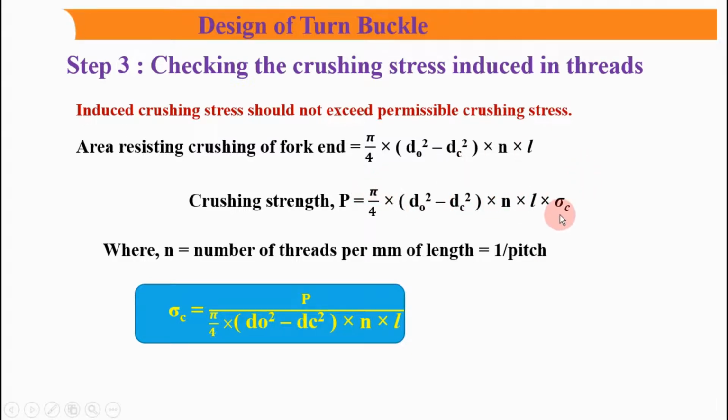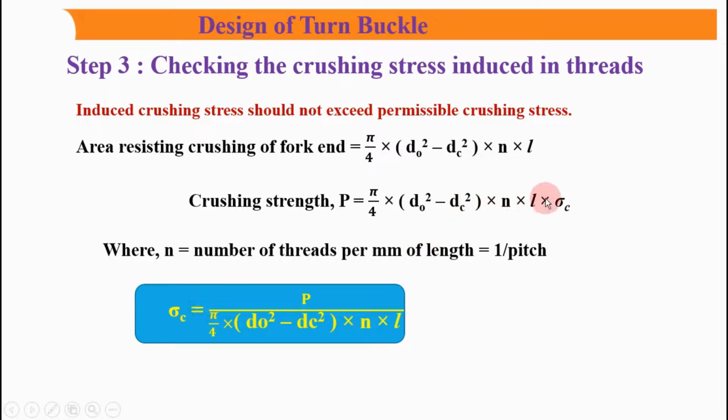Here N is the number of threads per mm of length, and the value of N is given: N equals 1 divided by pitch. So by this we can easily find out the value for sigma C.